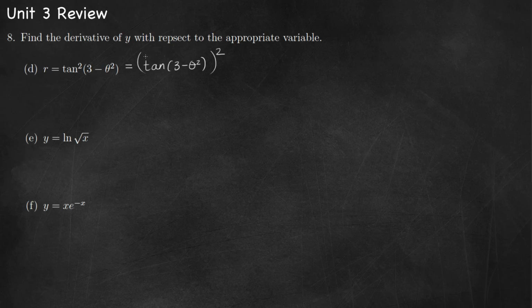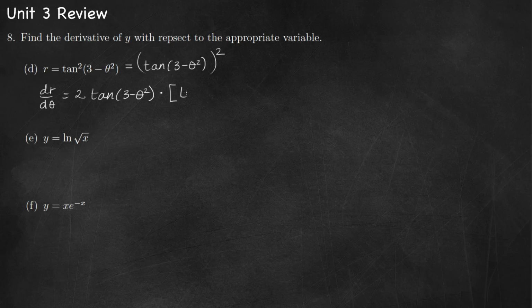So my inside function, tan of 3 minus theta squared, that's inside of an outside function, which is stuff squared. But I have another inside function inside of my tangent function. So this is going to be a double chain rule problem. We have two inside functions. So let's start with our outermost function, the stuff squared. The derivative of stuff squared. So this derivative is going to be dr d theta. Derivative of stuff squared is 2 times the stuff times the derivative of the stuff.